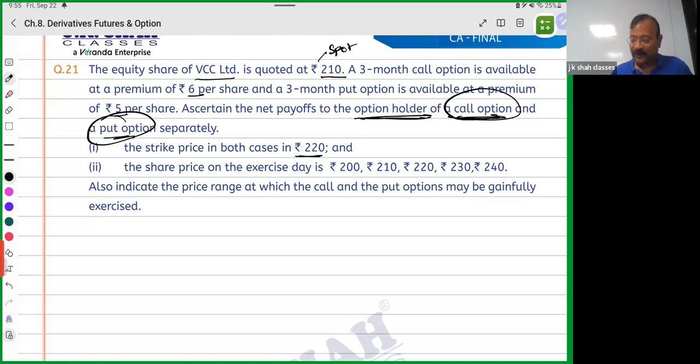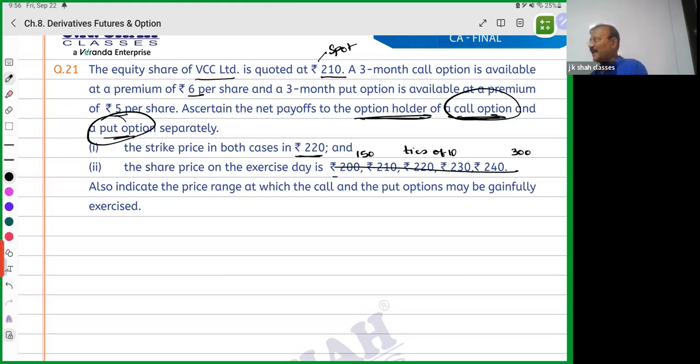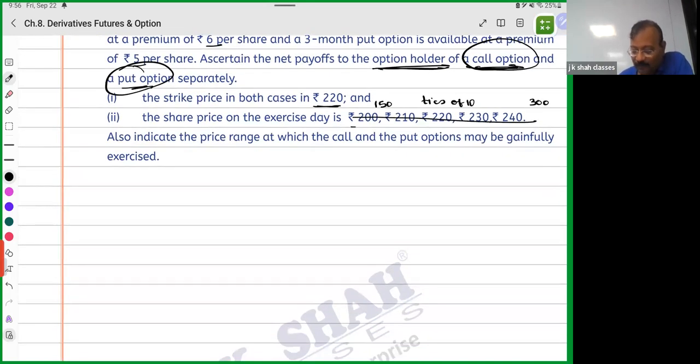Strike price in both cases 220 and the share price on exercise day is this. But now I don't want this here. I don't need this; do you know what I need? 150 to 300 in ticks of 10. I am modifying the question. Generally in the exam the question will come like this, they will give four prices: 200, 210, 220. But I wanted from 150 to 300. So now what do we have? We have to make the payoff, ascertain the net payoff, right?